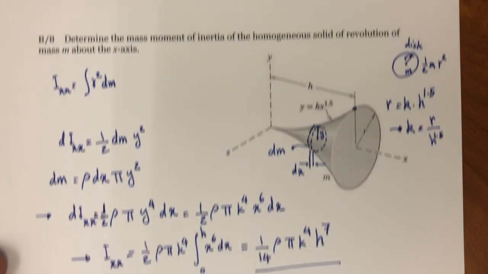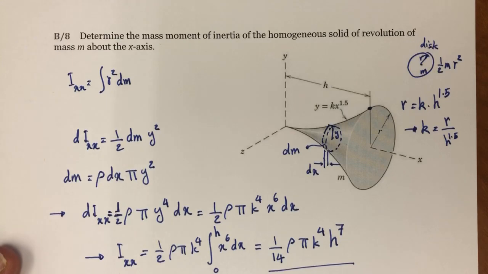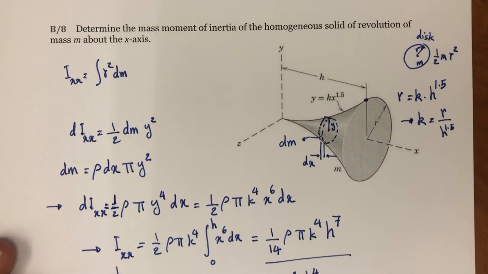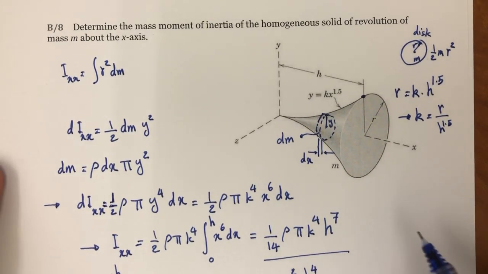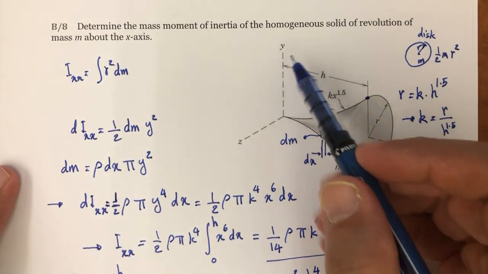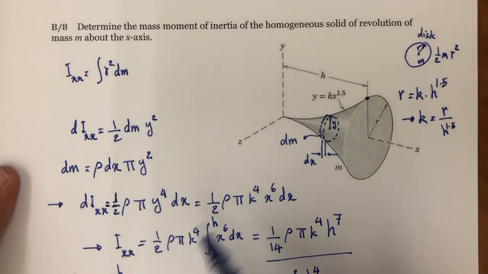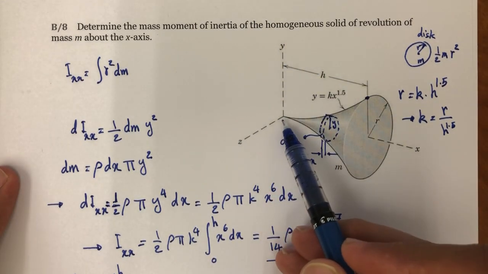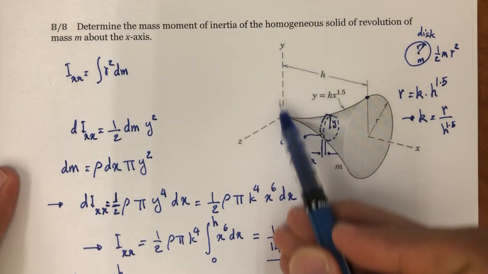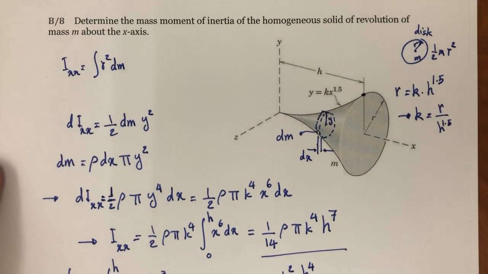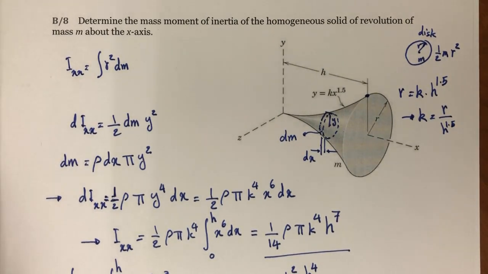Problem B9 is about the same problem as B8, but here at B9 it is asking what is the mass moment of inertia about y-axis or z-axis. Because of symmetry, mass moment of inertia about z-axis and y-axis, they're going to be the same. So we need to just find one of them.